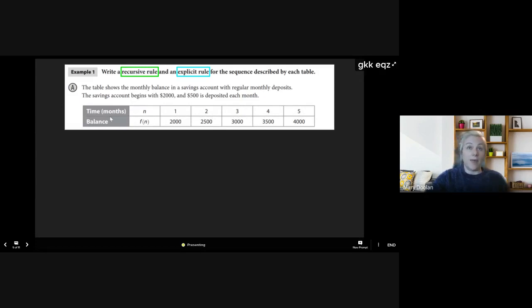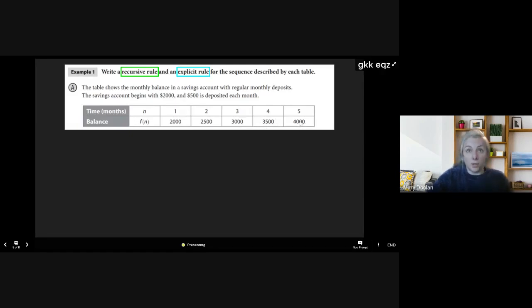And balance, this is a function of n. This is the outputs. This is the range. This is the sequence. So we get 2,000, then we have 2,500. Then we have 3,000. Then we have 3,500. Then we have 4,000.